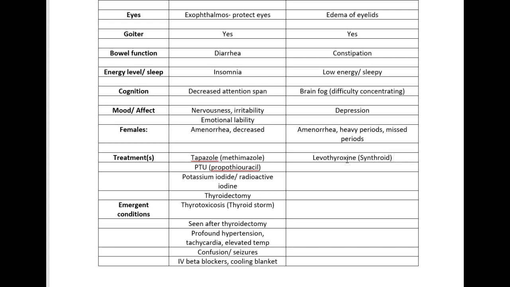And there are rules to taking thyroid hormone. You need to take it in the morning, on an empty stomach, ideally at the same time every day. And you would expect to monitor the T3 and T4 regularly.